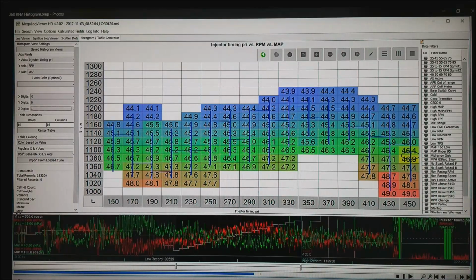I then opened the same data in histogram view. And basically what you're seeing is the injector timing. Here's where the injector timing was set at 150, 170, 190, and so on and so forth. And manifold air pressure is what's in color. And you can clearly see that at about 350 or 370 degrees, I was getting the maximum RPM.